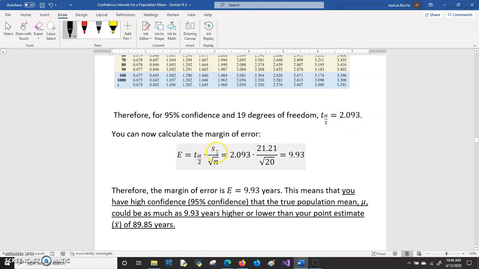Now that you have that, you can put all of those numbers into the formula, and it will come out to 9.93. So in other words, the margin of error is 9.93 years. Remember that the units we're using here are in years because we're measuring the age of these trees. This means that you have high confidence, 95% confidence, that the true population mean could be as much as 9.93 years higher or lower than your point estimate of 89.85 years.